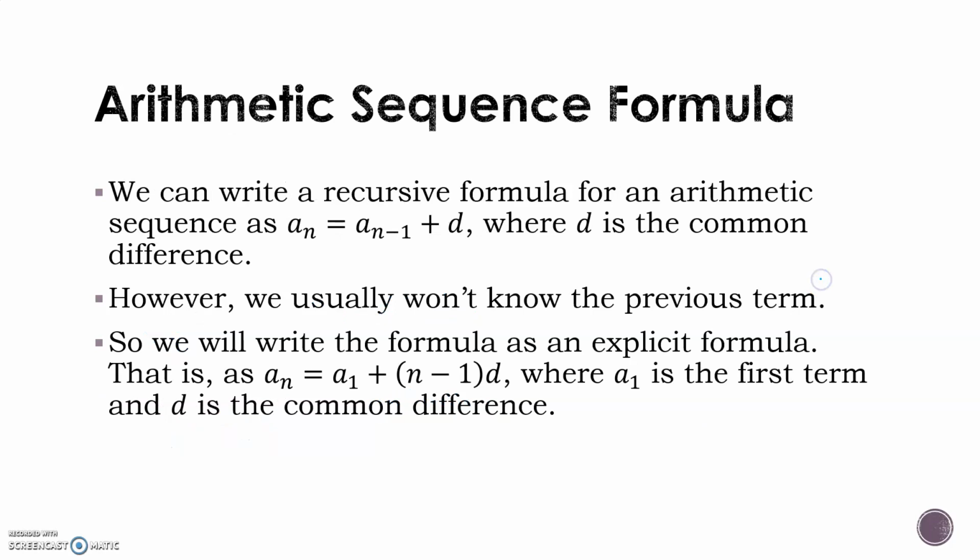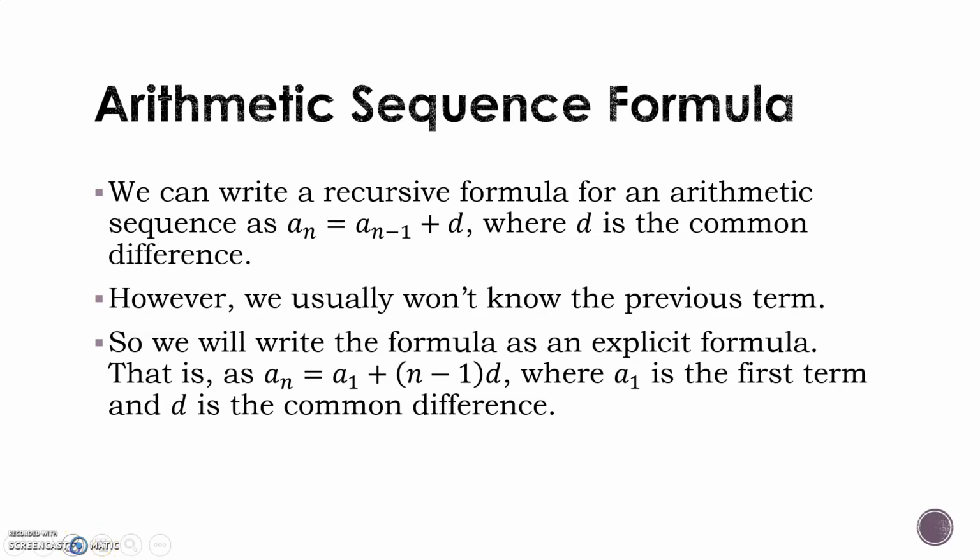Okay, so now we're going to look at how to write formulas. We looked yesterday at how to write a recursive formula for an arithmetic sequence like this: a sub n equals a sub n minus 1 plus d, where d is the common difference. But we don't usually know the previous term. If I ask you to find the 107th term, you'd have to know the 106th. But you probably don't have all 106 terms. So you'd have to go all the way back to like the third or the fourth term that you do have, and keep adding the same value over and over.